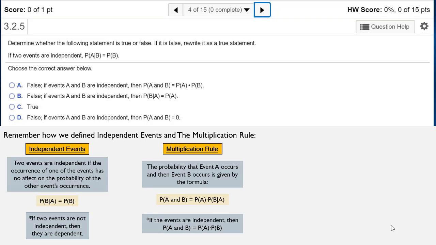So when we look up at our choices, A and D, A is the right choice, right? We can see that we've got that statement, probability of A and B equals probability of A times the probability of B, which is in the very last part of this multiplication rule statement, the part that says if the events are independent, then probability of A and B equals probability of A times probability of B. So the answer here is option A. That's your answer.